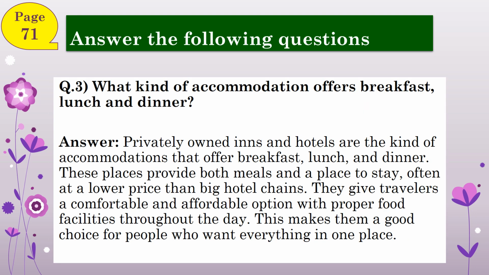Let's now look at question 3 from page 71. Question: what kind of accommodation offers breakfast, lunch, and dinner? Answer. Privately owned inns and hotels are the types of accommodations that offer breakfast, lunch, and dinner. These places provide both meals and a place to stay, and they are often cheaper than large hotel chains. They offer comfort and convenience, making them a good option for travelers who want everything, food and stay, in one place. Pause the video if you need more time to write the answer. Let's continue to the next activity when you're ready.